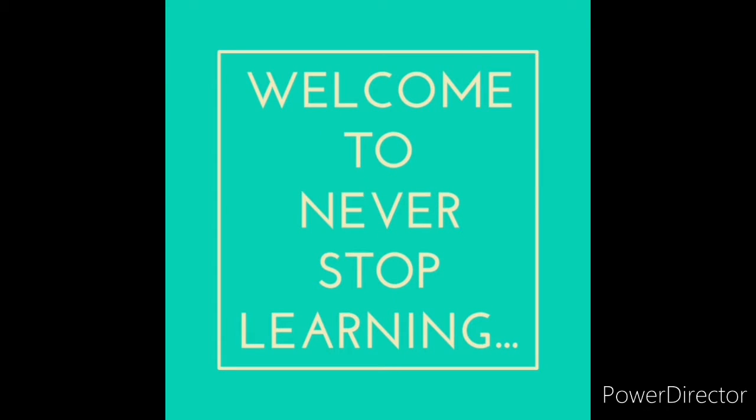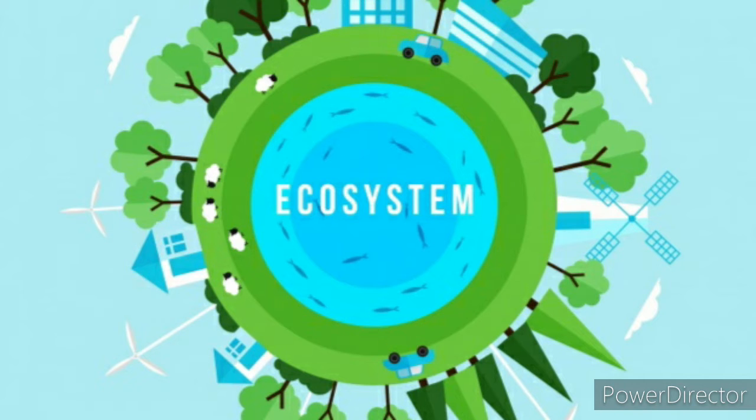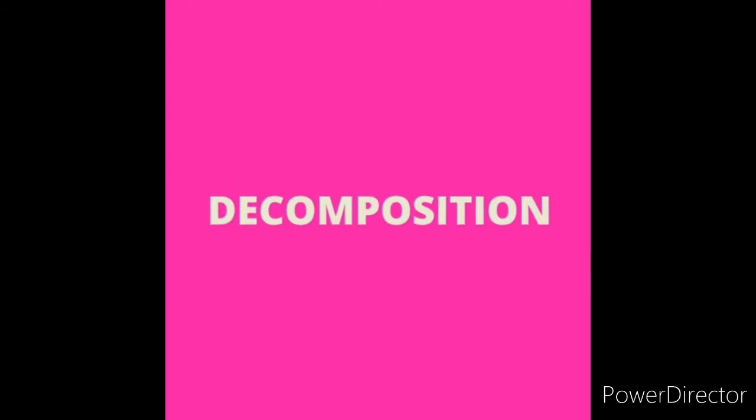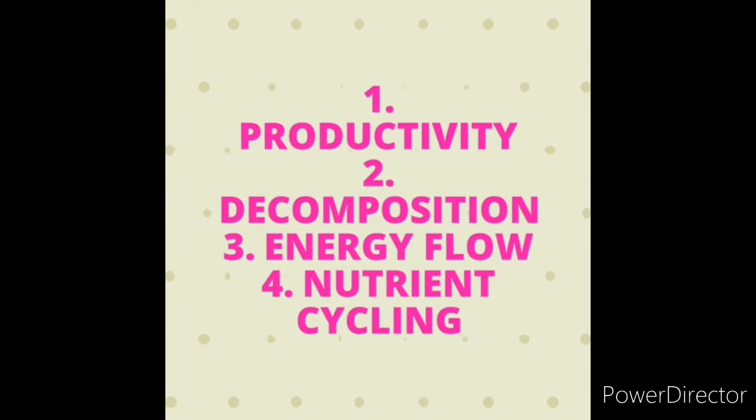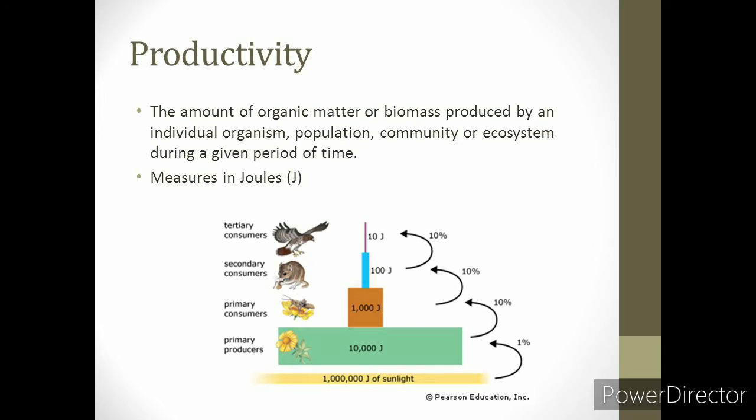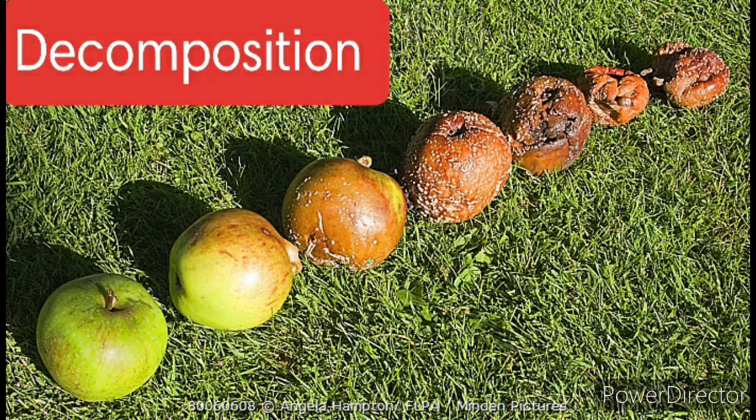This is Arun Raj. In today's class, we are going to learn about the factors which are important for an ecosystem to function as a unit. In the last class, we learned that four factors are important for an ecosystem to function as a unit. First one, productivity; second one, decomposition; third one, energy flow; fourth one, nutrient cycling. In this class, we are going to learn about the first two topics: one, productivity; second one, decomposition.